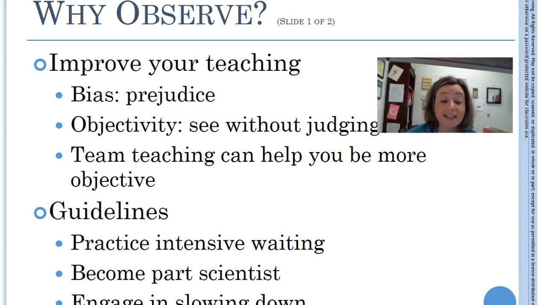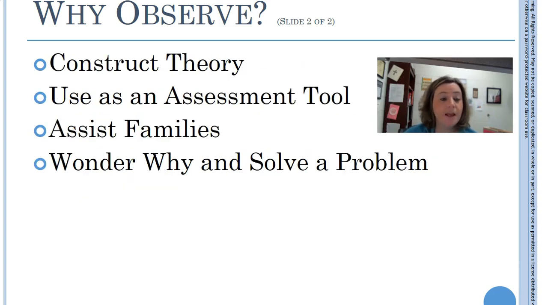And then engaging in slowing down. Sometimes we don't realize that we are running through things, and so we need to be intentional about our observations instead of just trying to do it as quickly as we can.